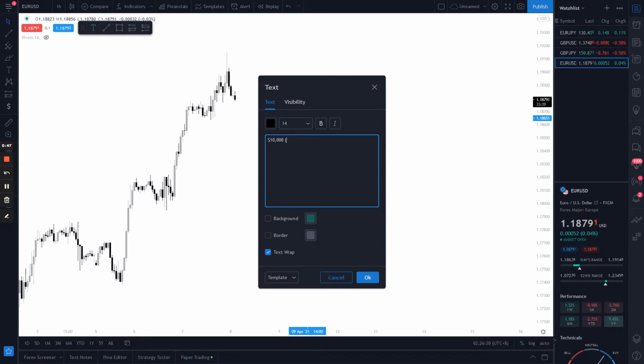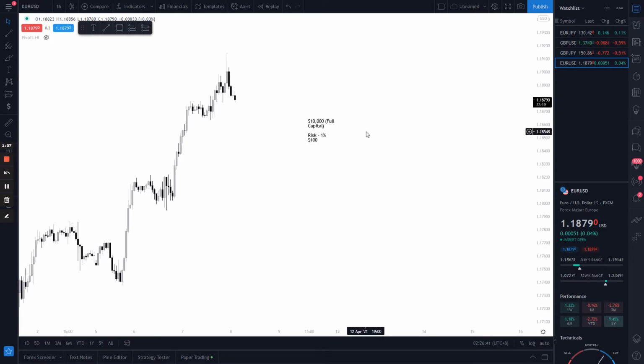So this is our full capital, and we only intend to risk 1%. So how do you get 1%? It's fairly simple. It's just 10,000 divided by 100, so you get 1%. So that is $100. So this basically means that every single trade that you take, you only risk $100 because this is 1% of your equity.